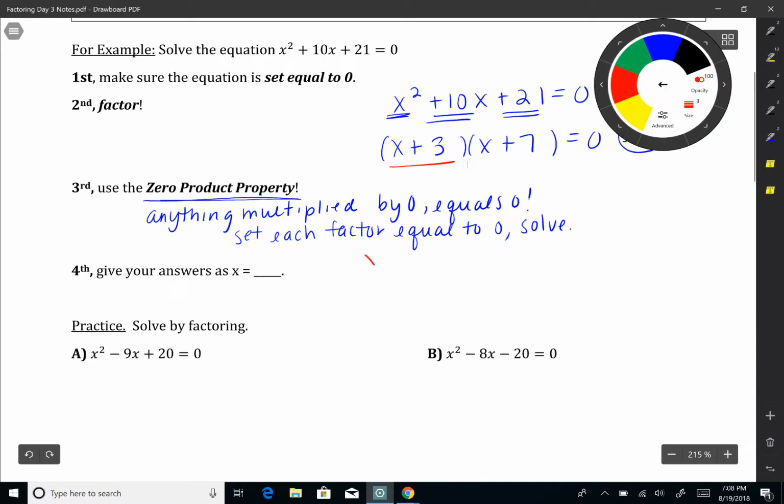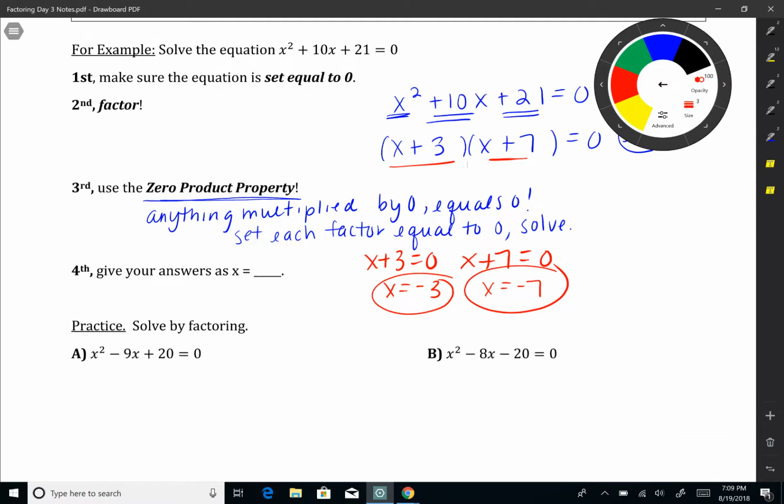So x plus 3 equals 0. That's my first factor. My second factor is x plus 7. I set that equal to 0. Now these are simple solving. I would subtract 3 over here and get x equals negative 3. And I would subtract 7 over here and I get x equals negative 7. So I have two solutions, or two zeros, to this function, x squared plus 10x plus 21, when it's set equal to 0.